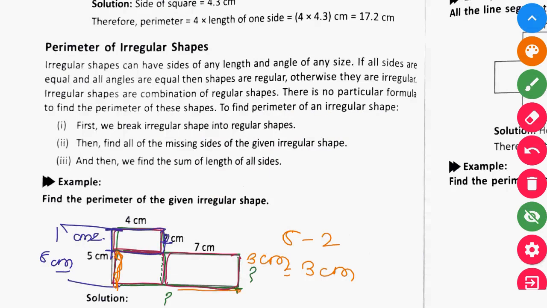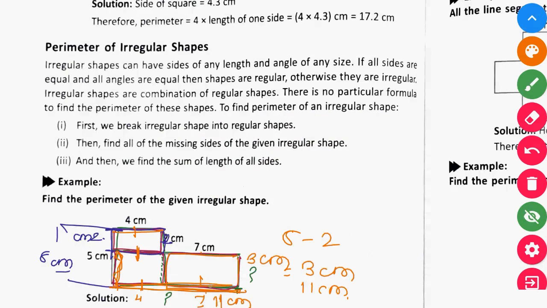Okay, now we will calculate this one. Now see, this is a rectangle. So the side length of the rectangle is 4 centimeter. Here also it is 4, here also it is 4. And this is also one rectangle, so opposite sides have equal length. So this is 7, and this total length is 11 centimeter.